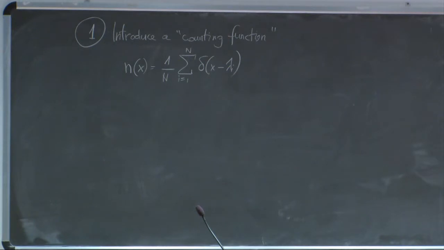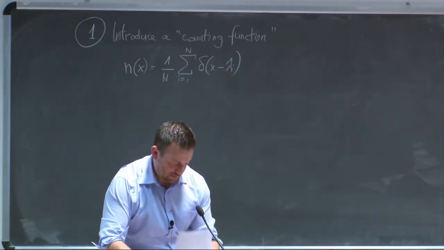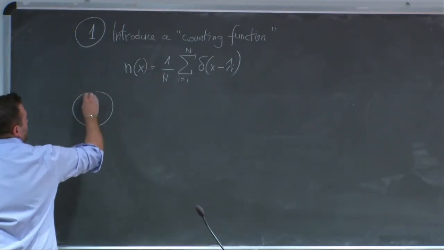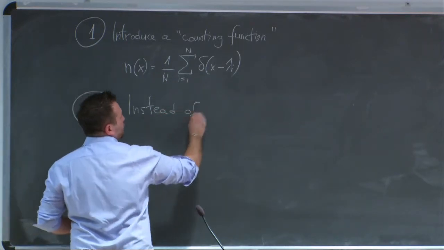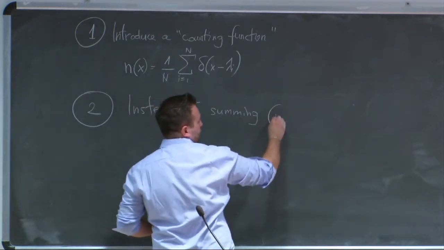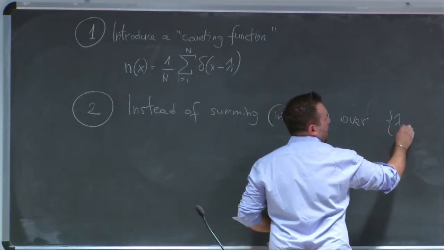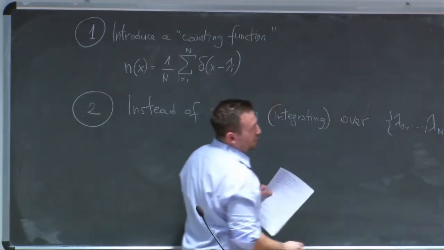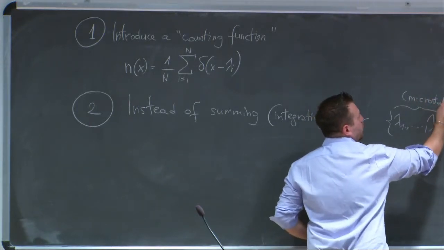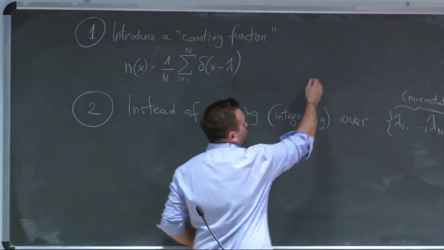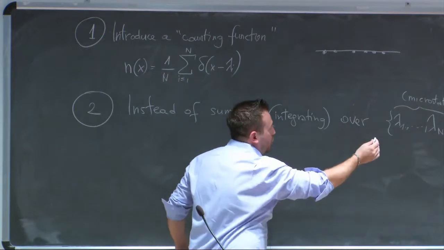Okay, now why is this object useful? Well, because of a couple of dirty tricks, which corresponds to our second step of the process. So instead of summing or integrating over lambda 1, lambda n, which is the operation we need to perform, we do something else. We call lambda 1, lambda n microstates, just to make contact with the language we use in StatMech. A microstate is a configuration of particles arranged in a given order on the real line. These are microstates of our fluid.